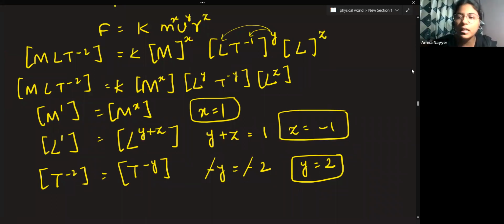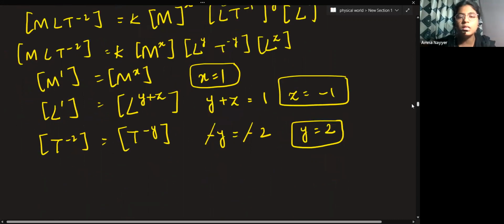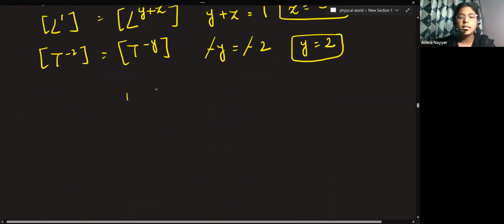So now you have values of x, y, z, all three of them. Put them in the formula that we assumed in the beginning. What was the formula we assumed? F is equal to k m v r, with powers x, y, z. Now you know the powers. K m to the power x is 1, so this will be 1.